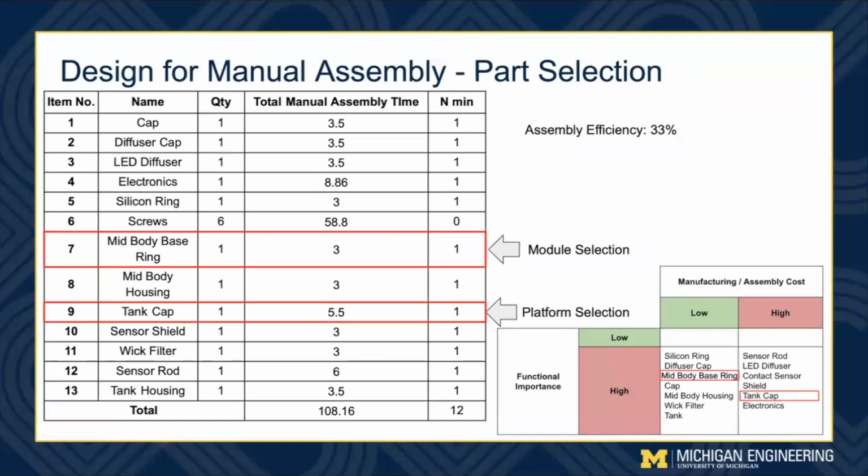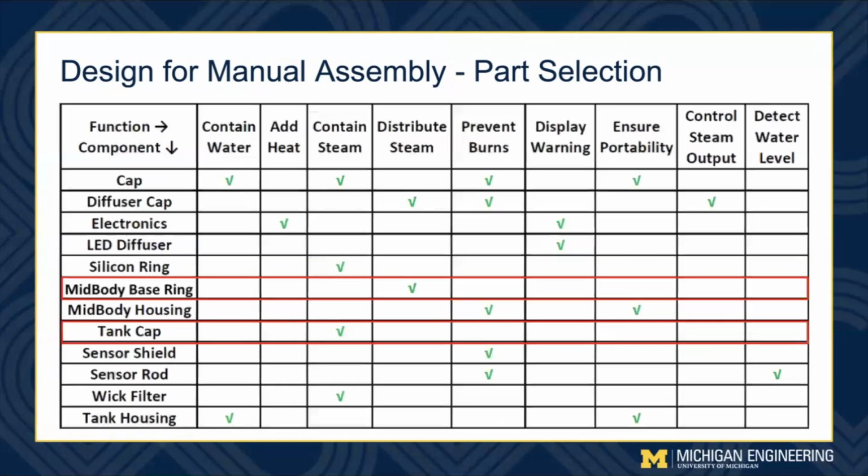We analyzed the assembly to find the highest impact parts on the overall assembly time. Looking at the highest times of non-purchased parts, the tank cap was an obvious choice for us and can also be seen in the quad chart as a part for redesign. The mid-body base ring requires fasteners, which brings its time up to 61.8 seconds and therefore can be redesigned. As we can see, the mid-body base ring distributes steam while the tank cap contains steam.